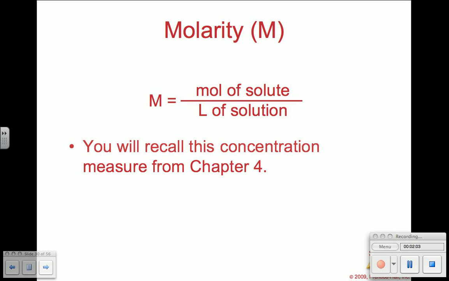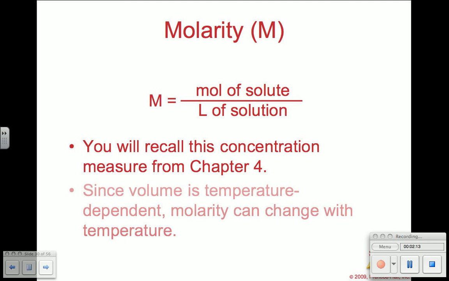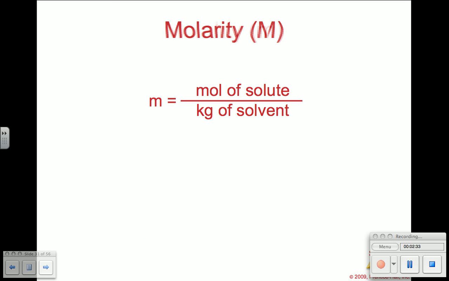Then molarity, which you should be the most familiar with, is moles of solute divided by liters of solution. And we have covered this already in chapter 4. Since the volume is temperature dependent, molarity can change with temperature. So standard molarities are often given at 20, or maybe 25 degrees Celsius, but it does depend on the temperature of the solvent how the molarity is going to change.